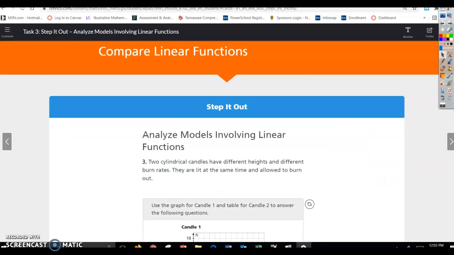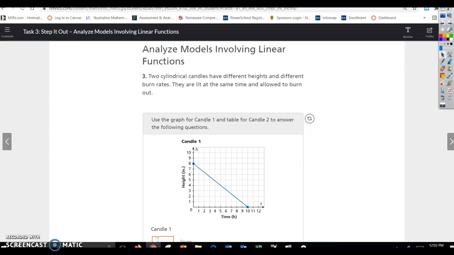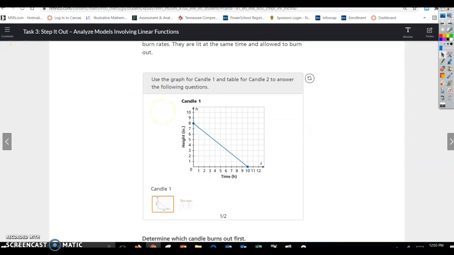All right, 5.3, task 3. This is our final task. So we're going to compare linear functions, and this is to analyze models involving linear functions. All right, 2 cylinder candles have different heights and different burn rates. They are lit at the same time and allowed to burn out. Use the graph for candle 1 and table for candle 2 to answer the following.